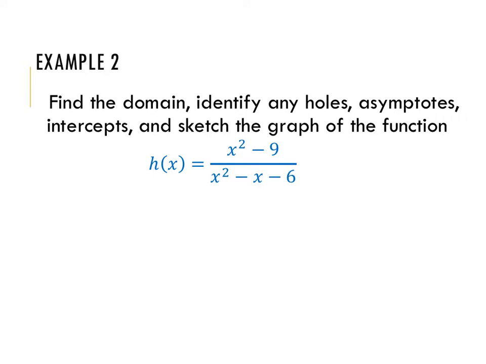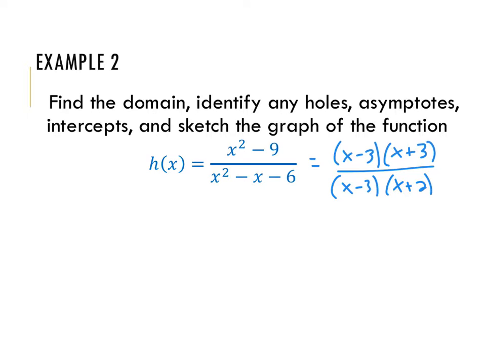Let's take a look at this last example. Again, we need to find the domain, identify any holes, asymptotes, intercepts, and then use all that information to sketch the graph. If you look at this function, we know that it's factorable. In fact, on top, we have a difference of squares, so we can factor that to x minus 3, x plus 3. On the bottom, this factors into x minus 3, x plus 2.